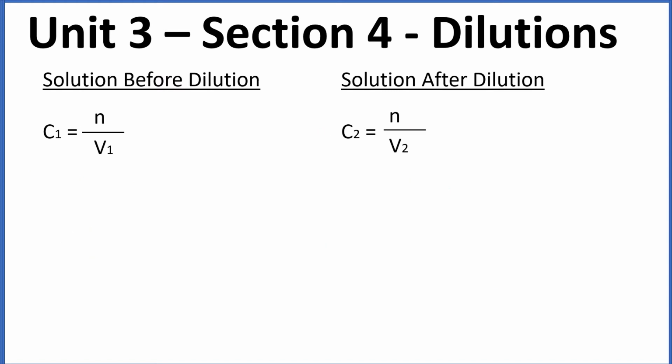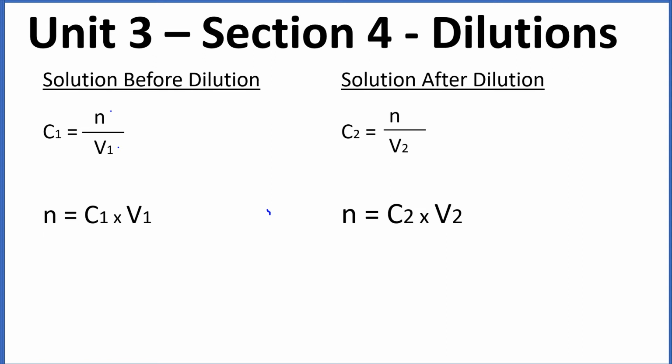So here is our concentration formula. C equals N over V. And we've got it for the before and the after. So what we want to do is rearrange it for N. So we're going to cross multiply N here on both sides. So we get N equal C1 V1. And at the exact same time, we're going to get the same thing on the other side.